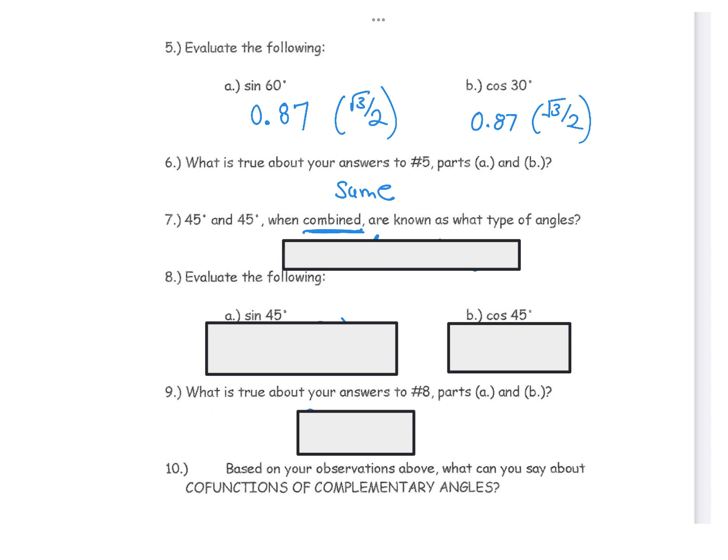All right, question number 7. 45 degrees and 45 degrees, when combined, are known of what type of angles? This is not a trick question. It's supposed to be easy.